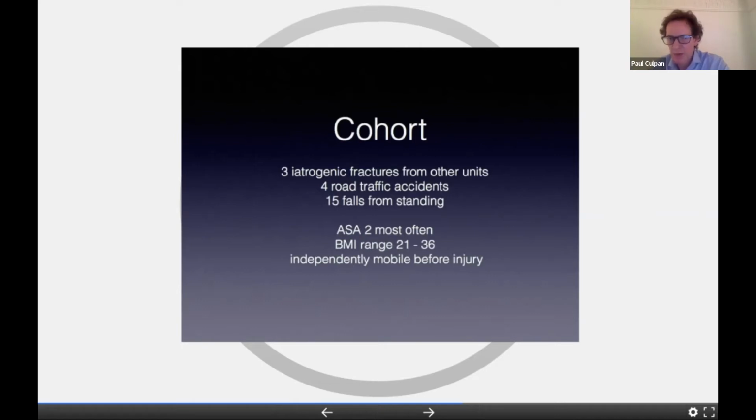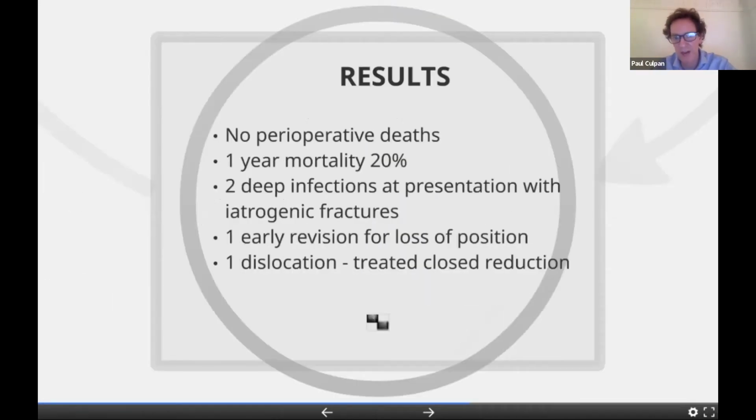An interesting subgroup was the iatrogenic fractures. So these are patients that have come for a primary hip arthroplasty, and there's been a complication intraoperatively, and they've sustained an acetabular fracture and been transferred over to our unit. That cohort has a very, very much higher complication rate. So that's where we tend to see infections, so that was an interesting early finding, and in fact that continues to be a feature that I see in my practice.